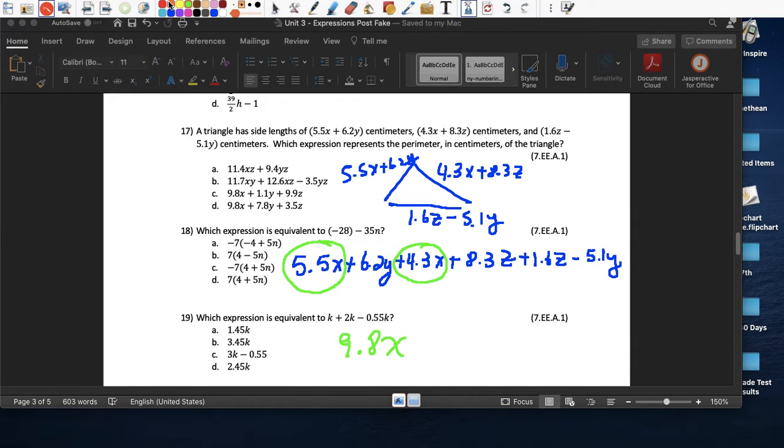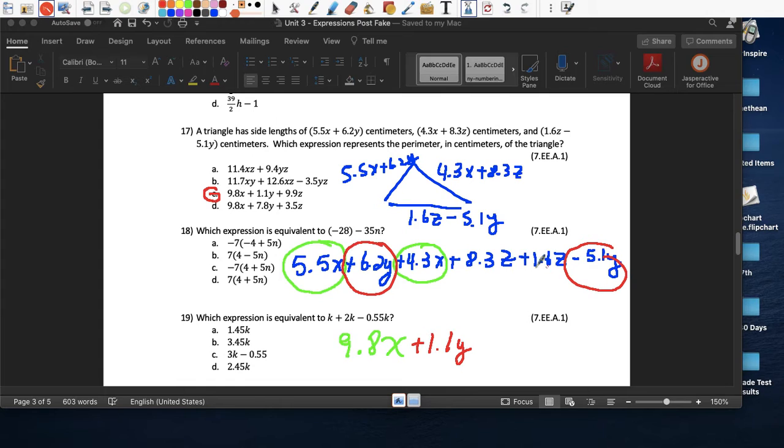Okay, let's do the y's. Let me choose a different color. So I have a y here, 6.2y and minus 5.1y. So do that in your calculator. 6.2y minus 5.1 is going to give me plus 1.1y. So I can even stop here because look at your multiple choice. Do you have anything that's 9.8x plus 1.1y? You do. This is the only one.